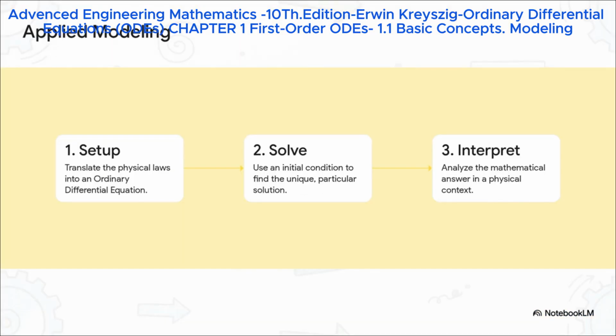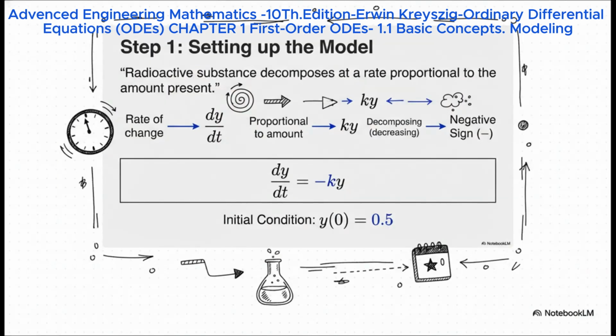We're going to follow a simple, repeatable, 3-step playbook. Step 1, setup. We translate the physics into an ODE. Step 2, solve. We do the math and find the particular solution. And step 3, interpret. We figure out what that mathematical answer actually means in the real world. Setup, solve, interpret. Let's do it. Step 1, setup. Let's break down this sentence and turn it into math.